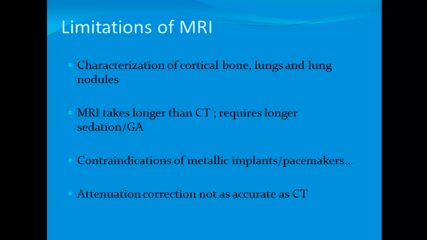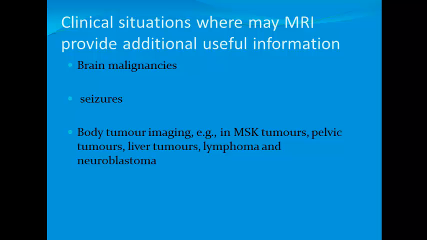And also, the attenuation correction in MRI is more complicated and more prone to generation of artifacts, and it's not as direct. CT is looking specifically at attenuation of electromagnetic energy. That's what the modality is. Whereas with MR, you can only kind of try to correlate it with that parameter in doing attenuation correction. So clinical situations where MRI may provide additional useful information would be in brain malignancies, seizures, and also body tumor imaging, where, for example, MSK tumors, pelvic tumors, liver tumors, lymphoma, and neuroblastoma.